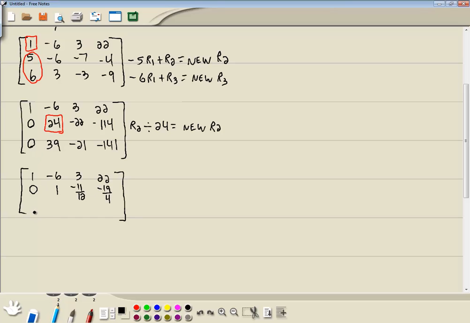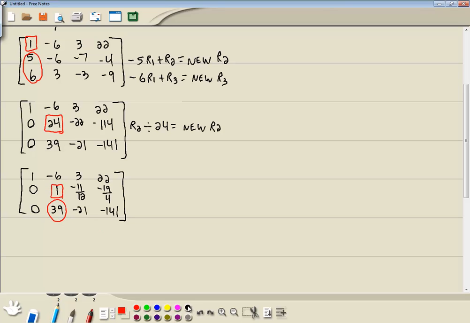And then I'm just going to carry this down. So 0, 39, -21, and -141. Now it looks like these are all divisible by 3, so I could divide them all by 3 if I wanted to. If you see that, great. If you don't, it doesn't matter. It works out anyway. Okay. Now we're working our way down the diagonal. So we now got a 1 here. So now I want to get zeros below it.